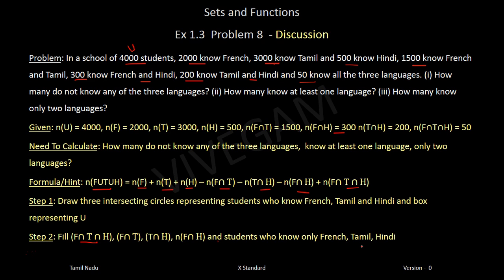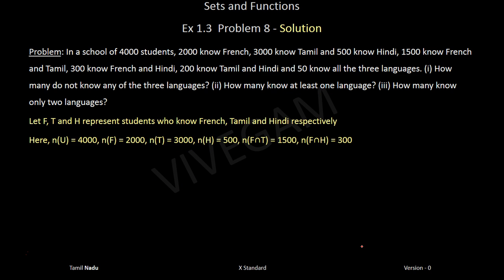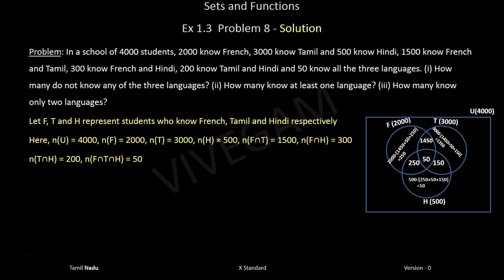Either you can pause the video here and try to work it out on your own, or you can follow us. First thing, as I told you, list out everything that is known. N of U is 4,000, N of F is 2,000, all these things. List out all the information. Now draw the three circles. Forget about these numbers for now. Maybe I should animate this also. In the next version I'll animate this, so I'll bring out the information as we keep discussing.